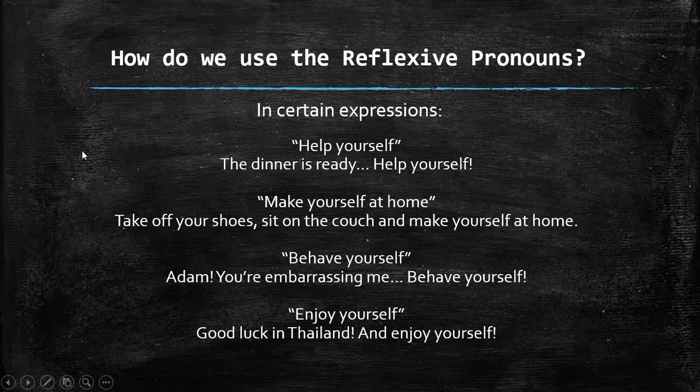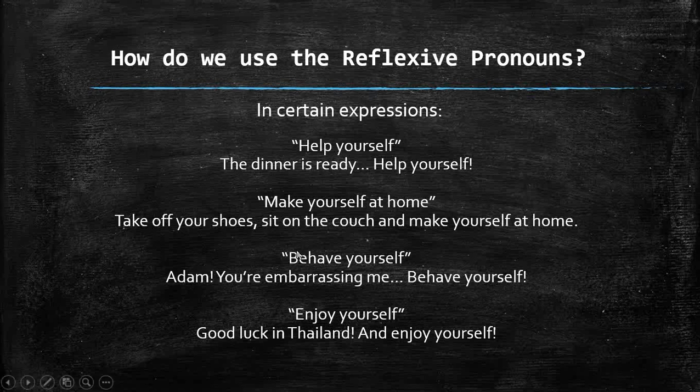We can also find reflexive pronouns in certain expressions, like, for example, help yourself. And we have a sentence that can give us a clearer idea of the meaning. The dinner is ready. Help yourself. Help yourself means, if you want to drink water, you can take the jar and help yourself. You can pour some water into a glass and help yourself. It's like you can take the water by yourself.